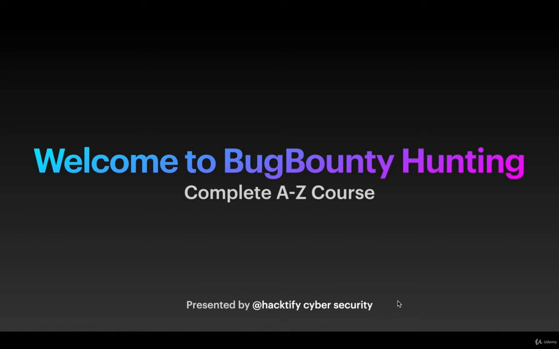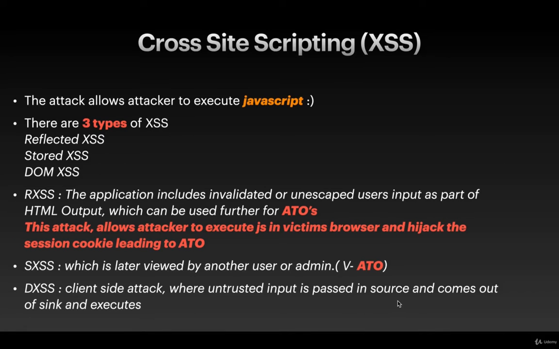So the seventh vulnerability that we are going to see in OWASP is XSS, which also means cross-site scripting. Before starting this vulnerability, I would like to say that this is the most prevalent vulnerability in web applications and is found everywhere on all the web applications by security researchers. So what is XSS? This attack allows an attacker to execute JavaScript.